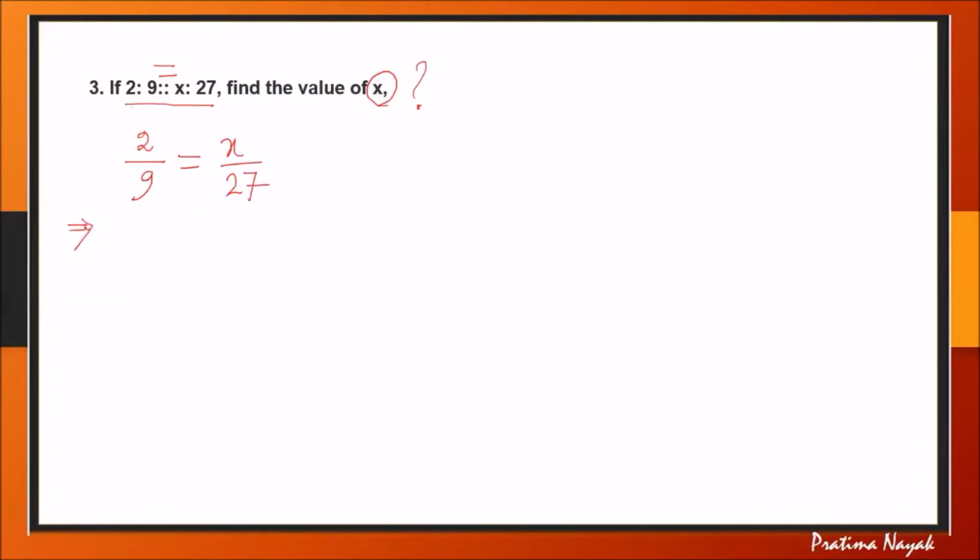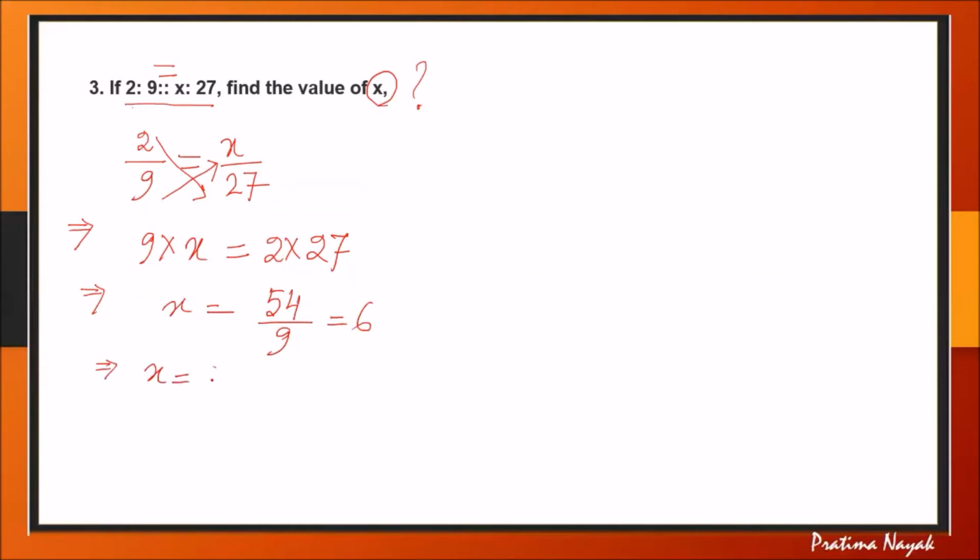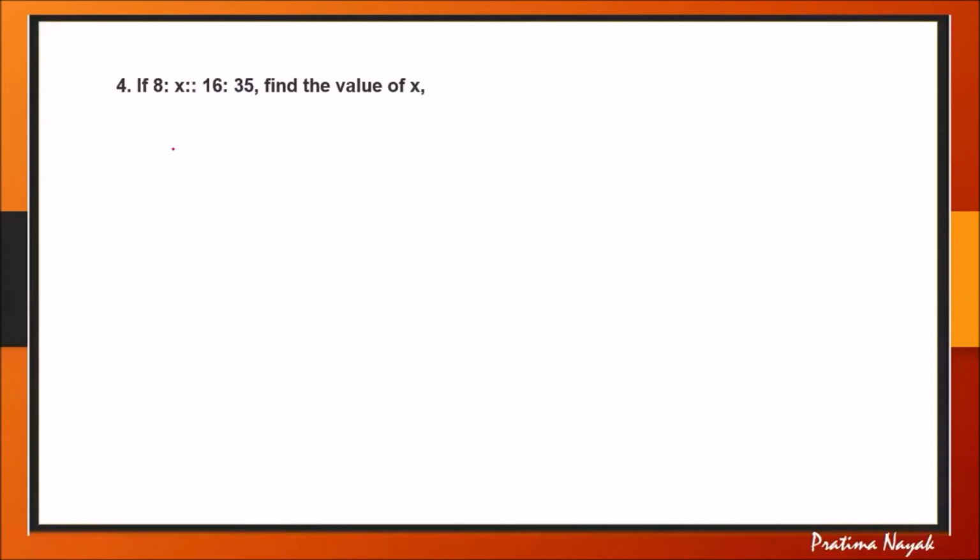So as I showed, I'll multiply 9 into x. It should be equal to 2 into 27. Or x is equal to, how much is 27 into 2? 54 upon 9. The answer is 6. What is the value of x? x is equal to 6. Is it easy? Yes.